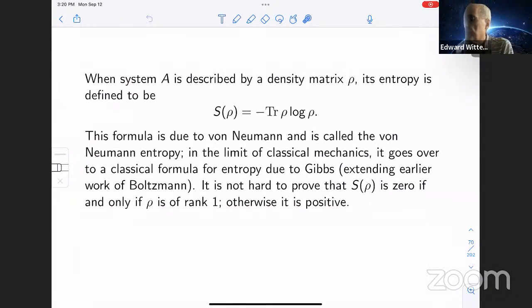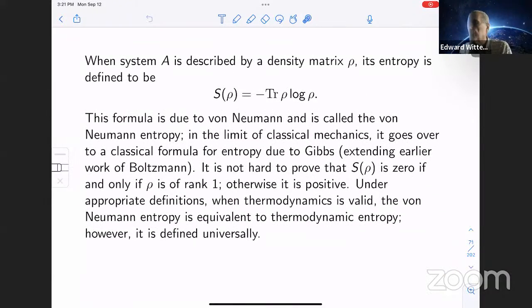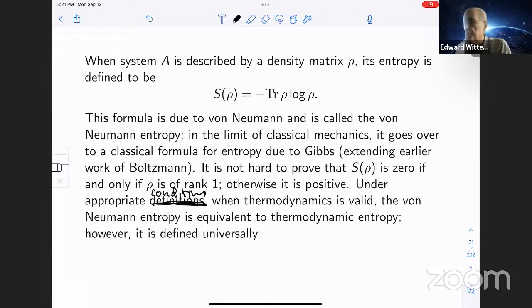It's not hard to prove that S of rho is 0 if and only if rho has rank 1, otherwise it's positive. Under appropriate conditions, when thermodynamics is valid, the von Neumann entropy is equivalent to thermodynamic entropy, but it's defined universally, as we just did here, for any quantum state.